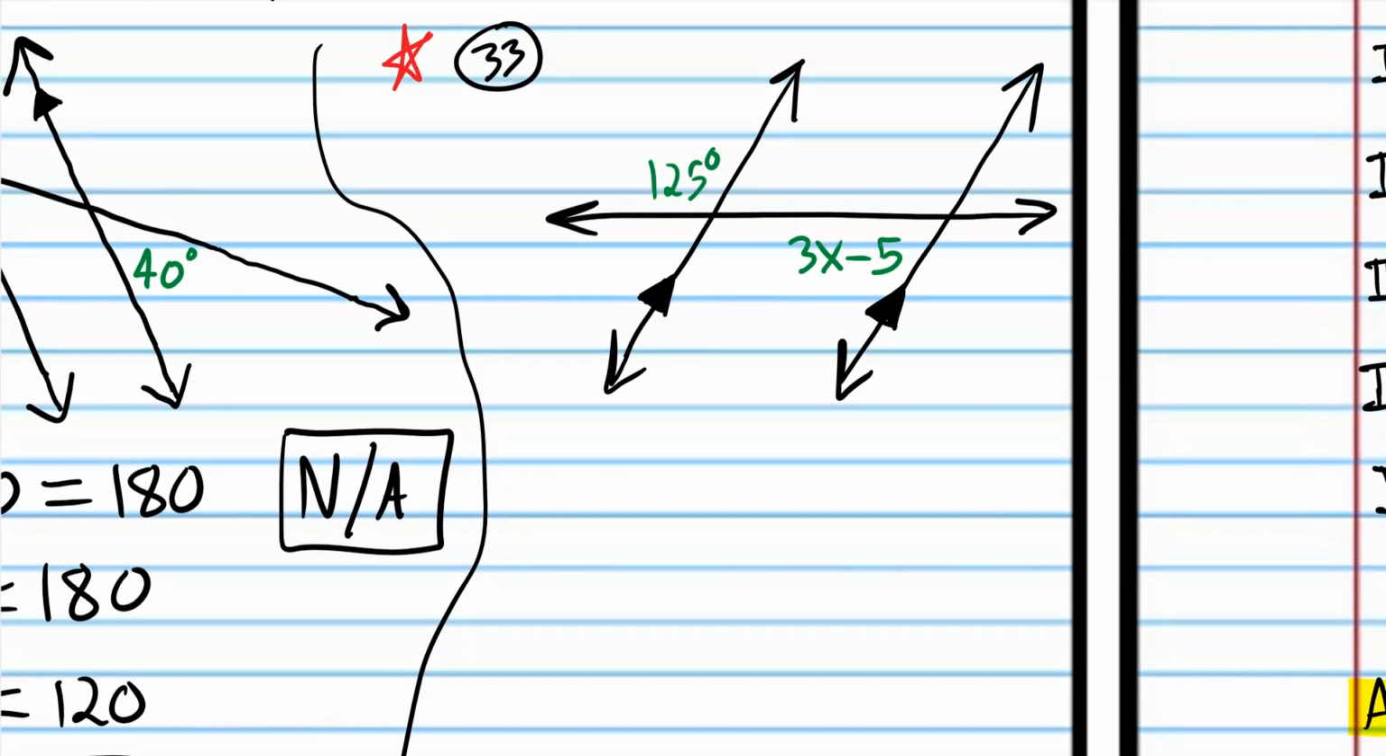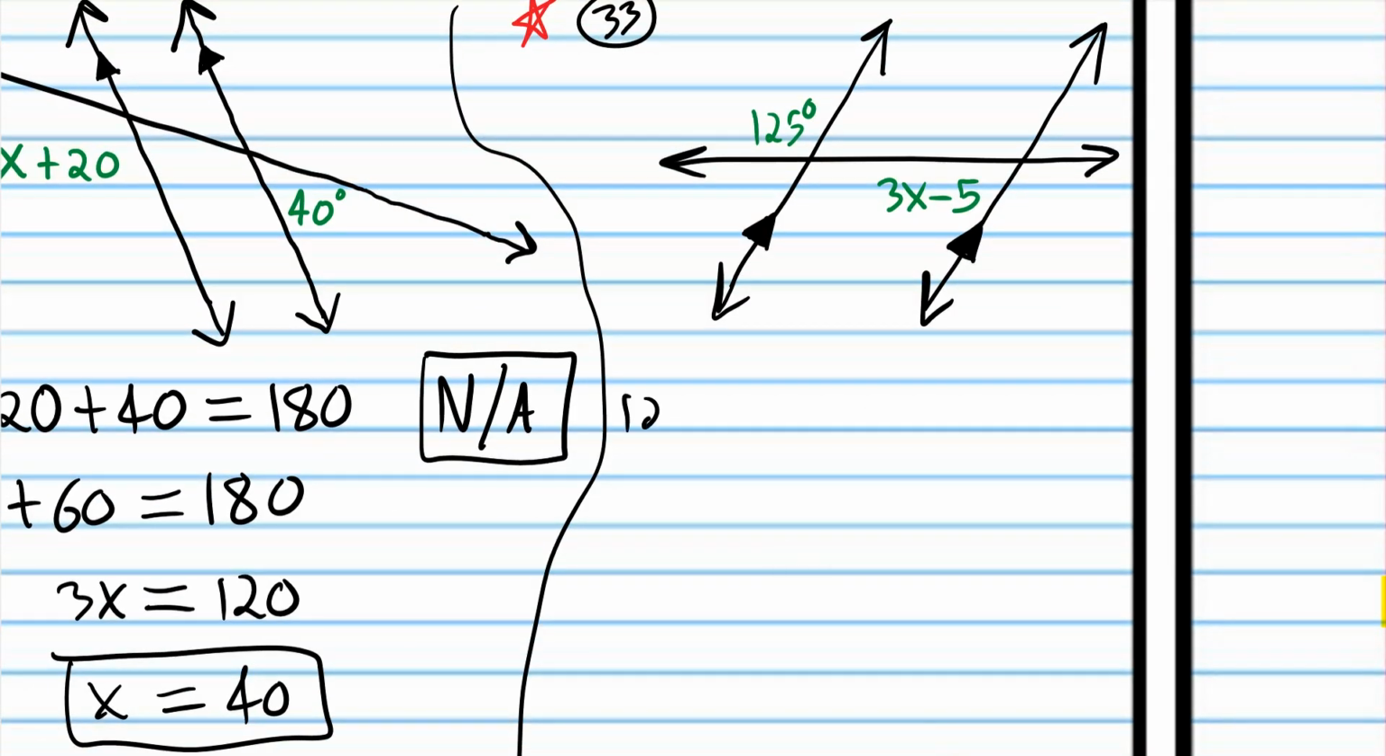Let's see here. Well, we know that this angle must be 125 by the vertical angles theorem. And we know by the consecutive interior angles theorem that this angle and this angle must be supplementary. They must add up to 180 degrees. So 125 plus 3x minus 5 is equal to 180 degrees. And the justification for that is not really available. We don't have a special name for that.